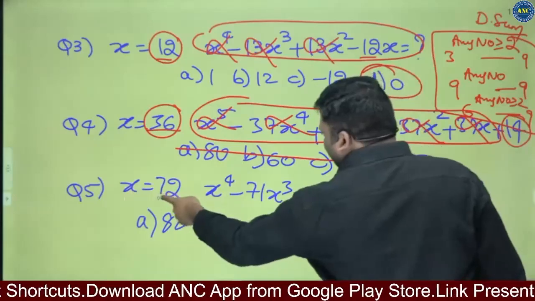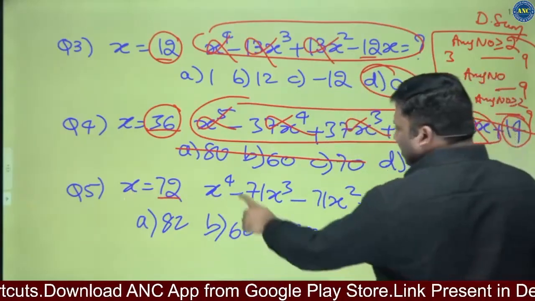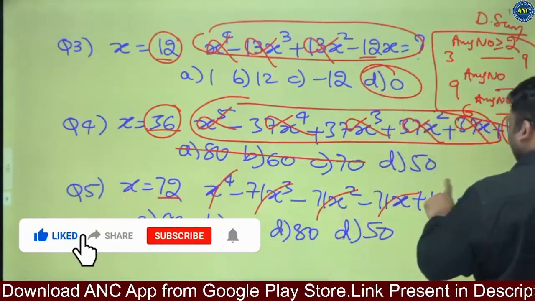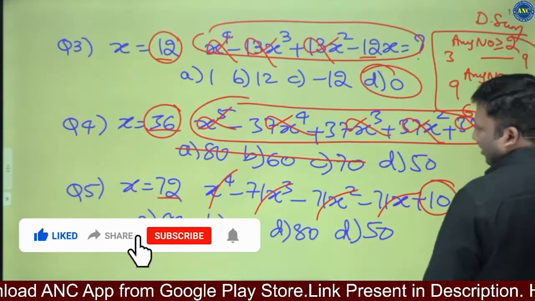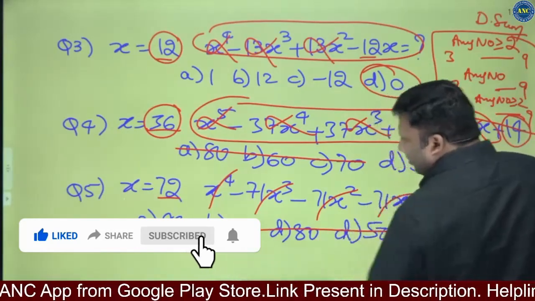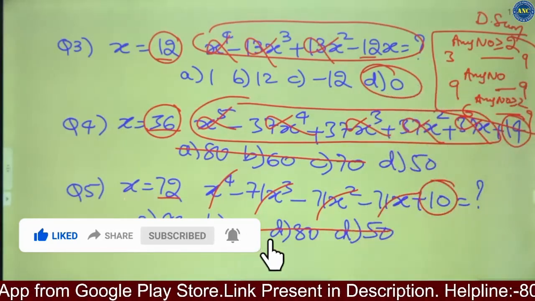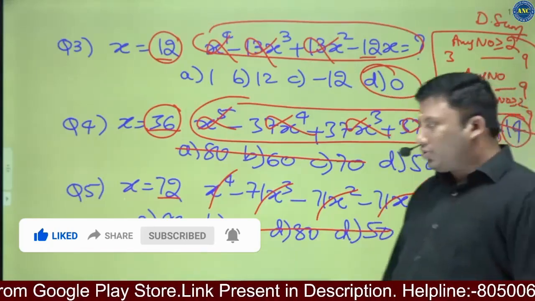X equivalent to 72. 72, what is the digital sum? 9. All are divisible by 9. 10, what is the digital sum? 1. Answer, digital sum should be 1.